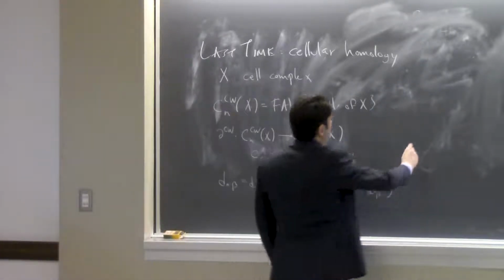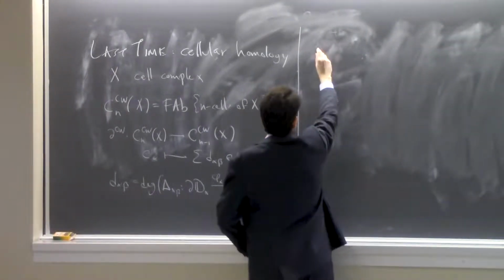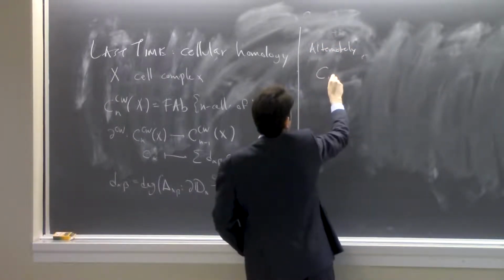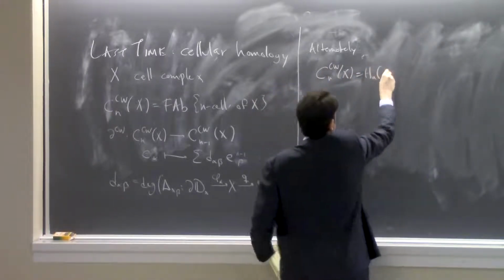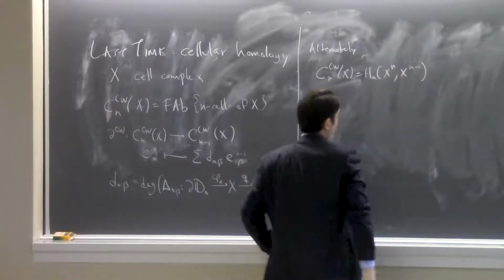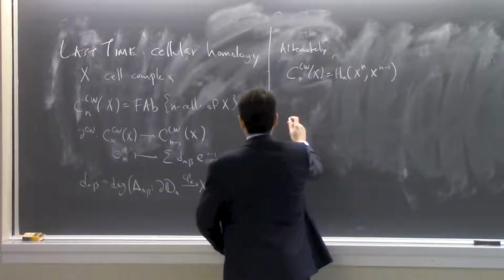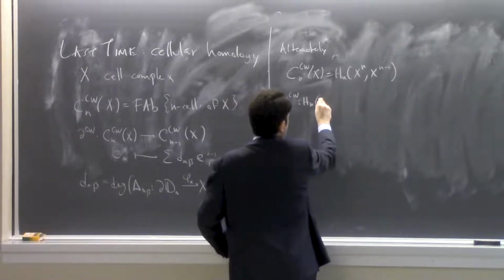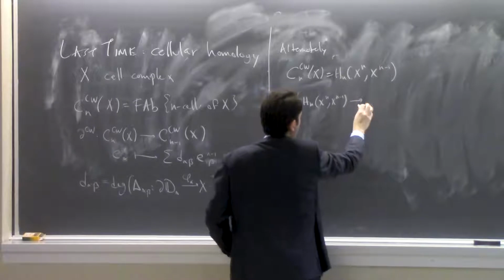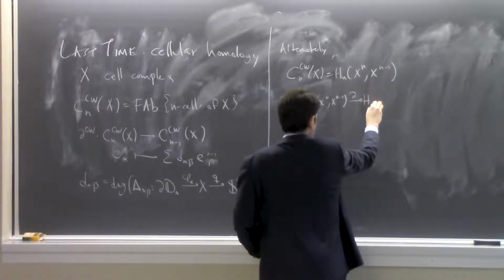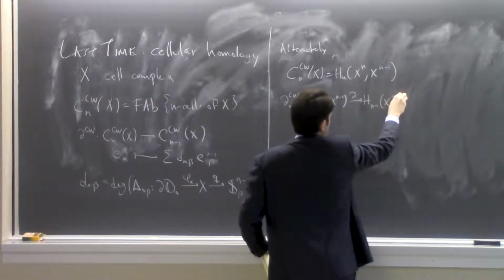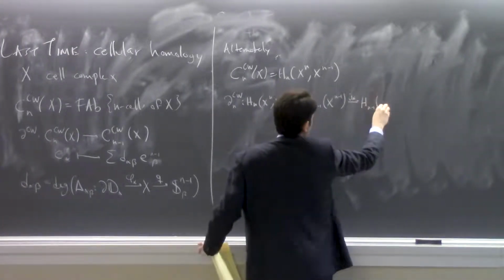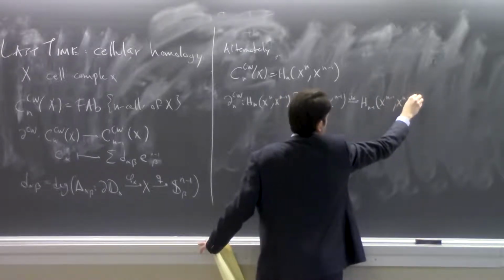So alternately, you can write this in terms of the homology of the n skeleton relative to the n minus 1 skeleton, and then the boundary map is given by composing the connecting homomorphism in the long exact sequence of the pair, and then the inclusion map from a different long exact sequence of a pair.